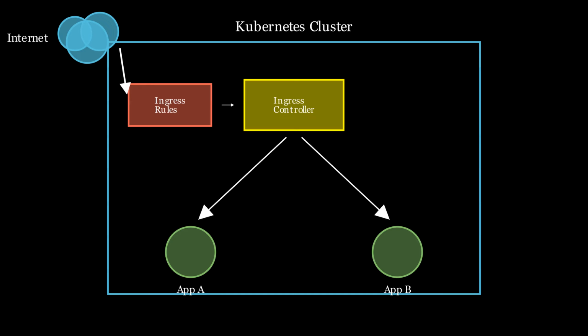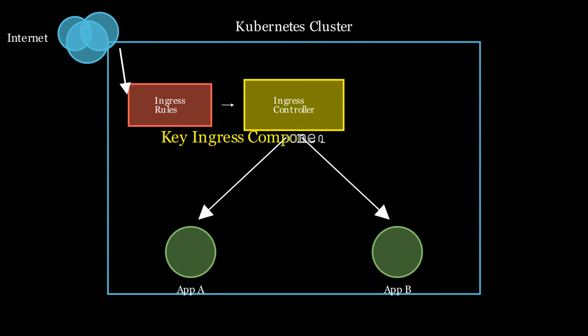In summary, Ingress provides a simple way to manage HTTP and HTTPS traffic routing to services within a Kubernetes cluster. It consists of Ingress rules that define routing policies, an Ingress controller that implements the routing, and applications that receive the traffic.